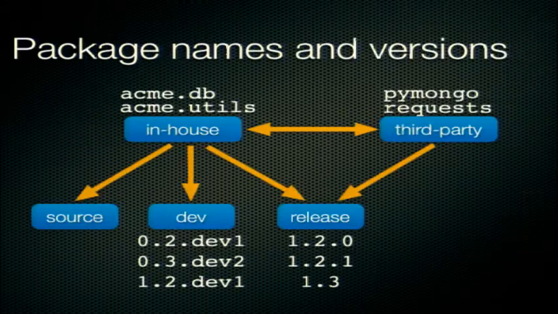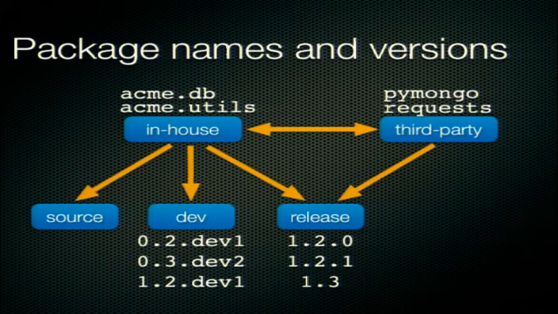Okay, so I'm going to look at package names and versions now. This little diagram shows a few of the various flavors of packages and what sort of version schemes they support in the kind of packagelib world. So we've got in-house packages and we've got third-party packages. Third-party packages only support released versions. You shouldn't be using dev versions of third-party stuff. Your in-house packages can be either source code checkouts, development versions, or release versions. So it's all very PEP 386 compliant.